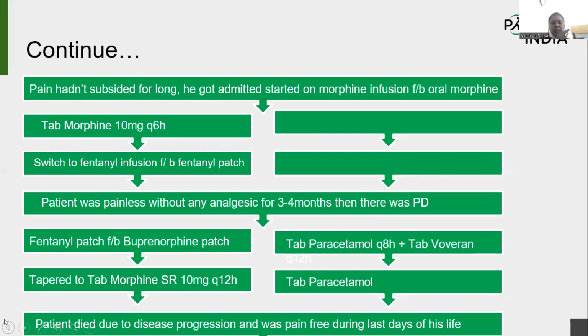Then pain settled on the buprenorphine patch. Then we tapered it to morphine SR 10 mg 12 hourly and paracetamol. And the pain was stable because during that time the patient was on supportive care only. The pain started getting better on morphine SR. Even though he was in the last days of his life, he was taking the morphine SR SOS, and the pain was better, but he died due to the disease progression.